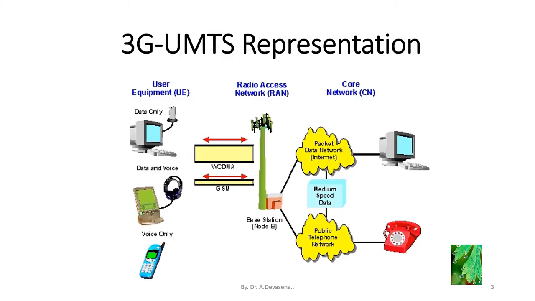And in the radio access network, we will be having the interfaces between the user equipment and the core network domain. The core network may have two domains. One is a circuit switched domain and the other one is packet switched domain. The circuit switched domain is connected to the public telephone network, the ordinary mobile phone, and the packet switched domain is connected to the packet data network, that is the internet. This is indicated in this diagram.